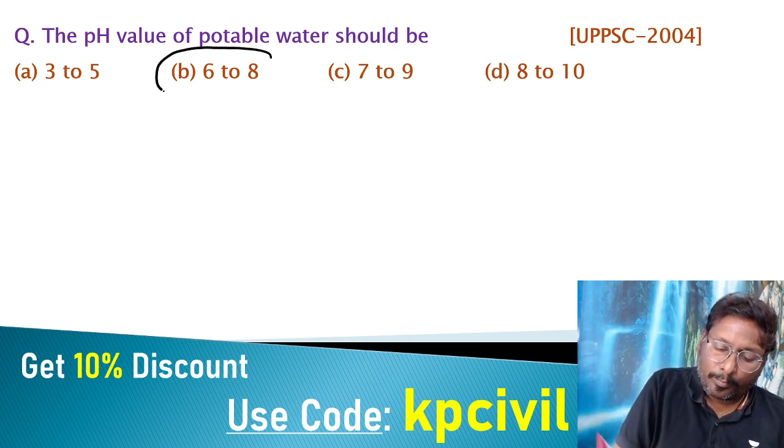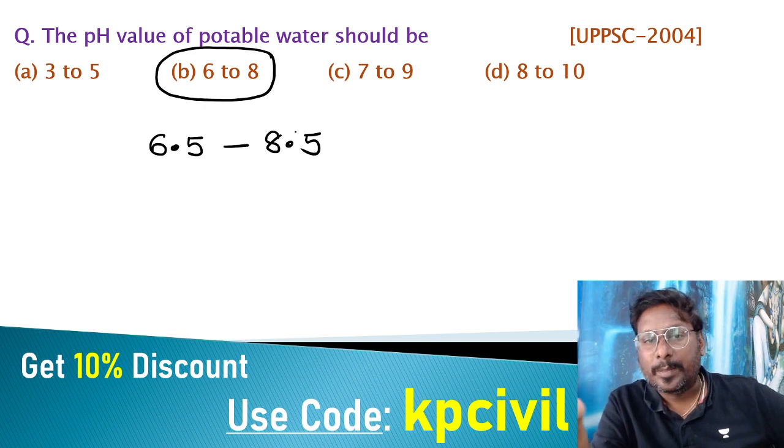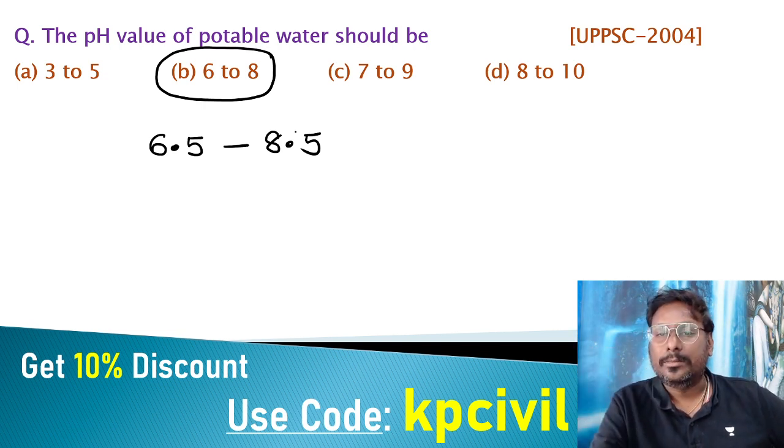pH value of potable water. The pH value of potable water is 6.5 to 8.5. So from the given options, we'll choose 6 to 8.